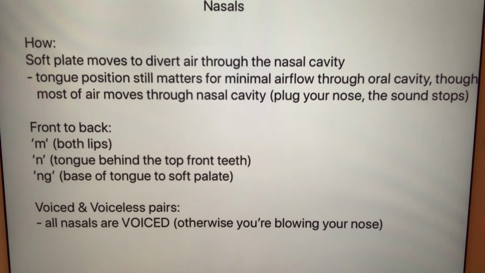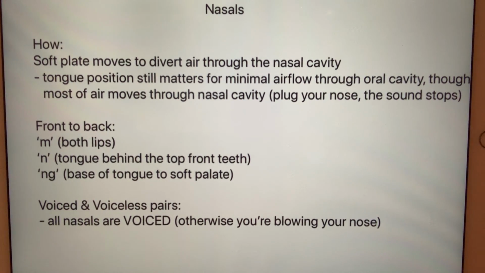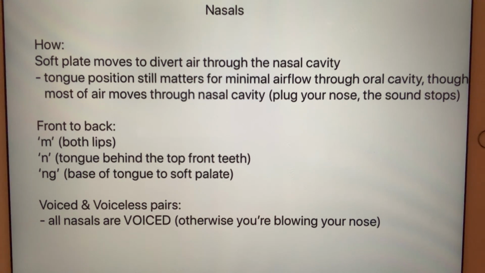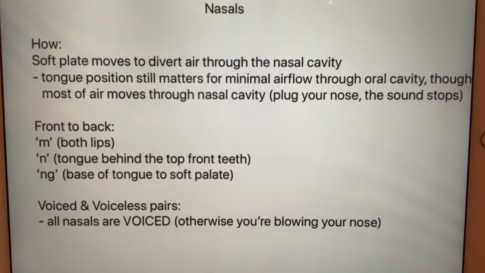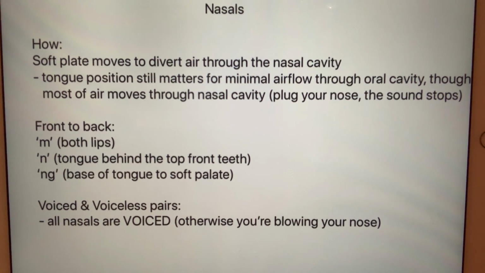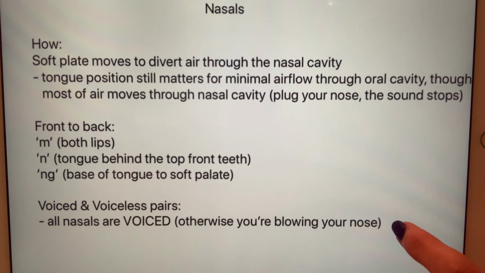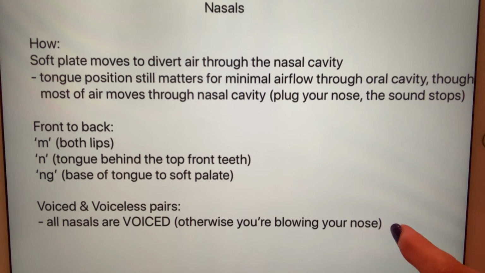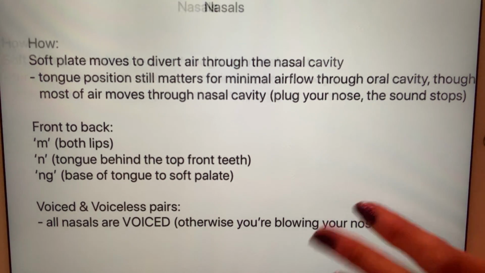The sound stops when you plug your nose because the majority of your airflow is being diverted through your nasal cavity. So, moving front to back, the bilabial sound, or both lips together, is the M sound. The tongue to the alveolar ridge again is the N sound. And the base of the tongue to the soft palate is the engma sound, the ng sound, n and g stuck together. All nasal sounds are voiced. The weird thing is if you tried to make a voiceless nasal sound, you'd really just be blowing your nose. So all nasal sounds are voiced.